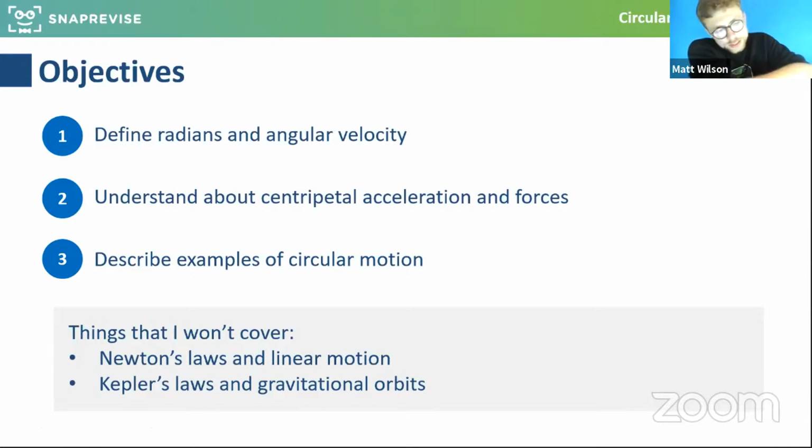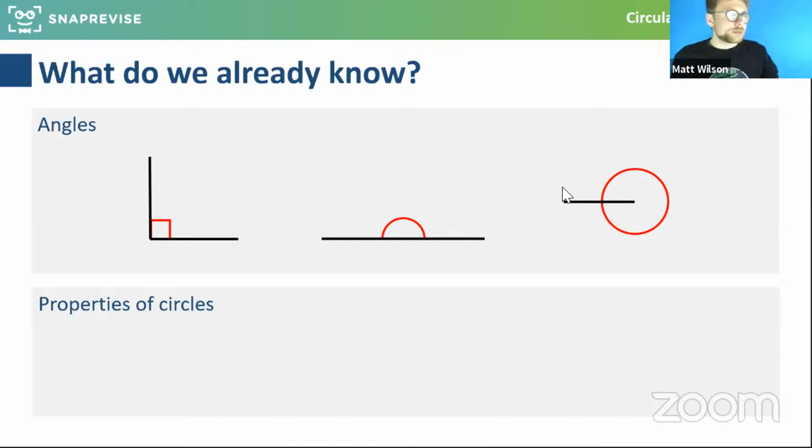Okay, so objectives today are to define radians and angular velocity, and understand things about centripetal acceleration and forces. To be honest, there's going to be some conceptual stuff we'll talk about with centripetal acceleration. The main thing is we're going to learn the formula as well, and we'll look at some examples. I guess that's the conceptual bit.